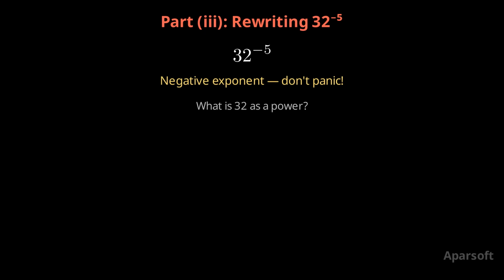Part 3. 32 to the power -5. A negative exponent, do not panic, the same rule still works. We just need to watch our signs carefully. First, can we write 32 as a power? Let us check powers of 2. 2 squared is 4, 2 cubed is 8, 2 to the 4th is 16, and 2 to the 5th is 32. There we go.